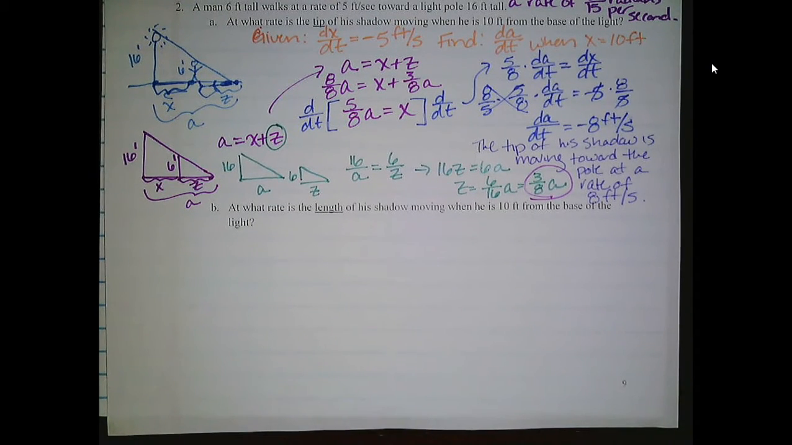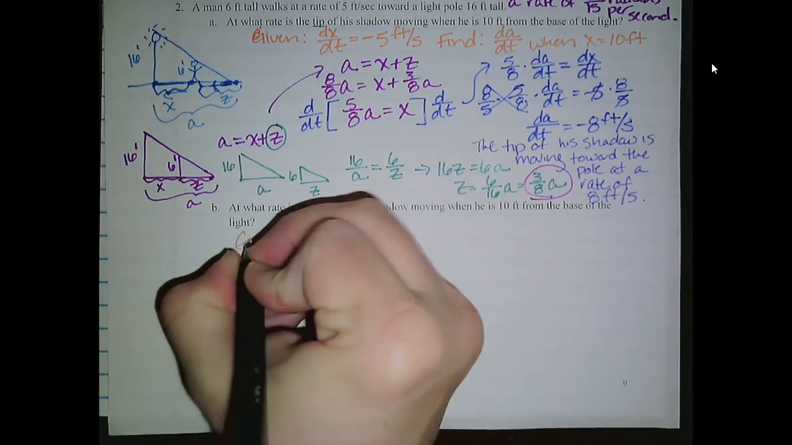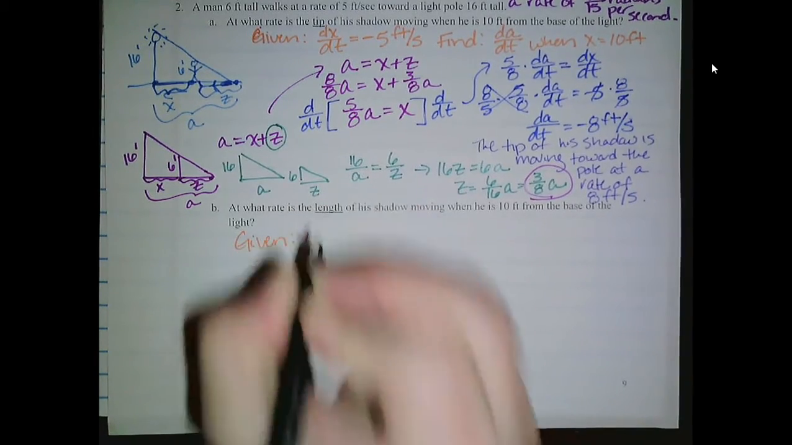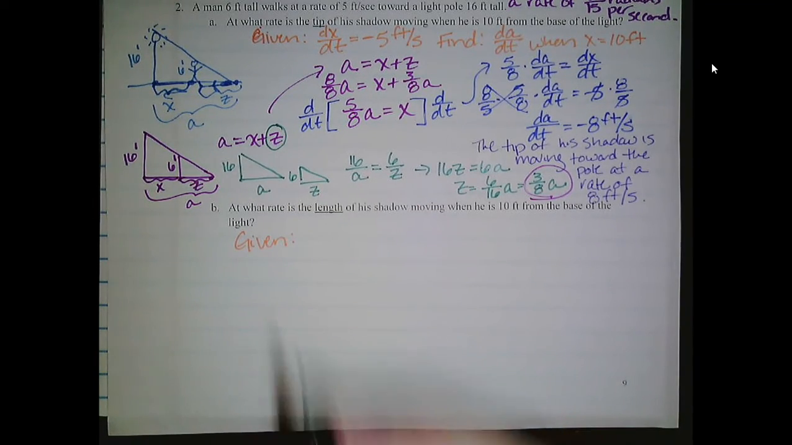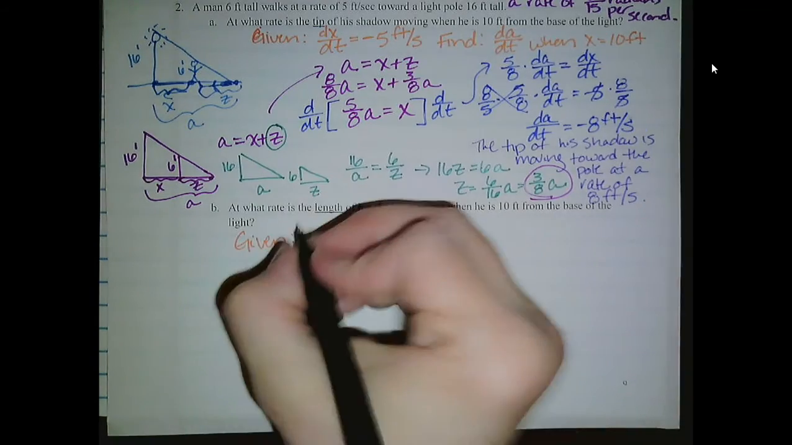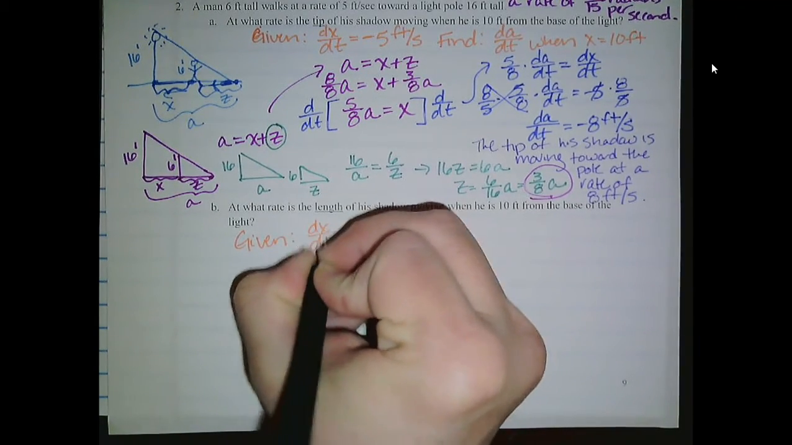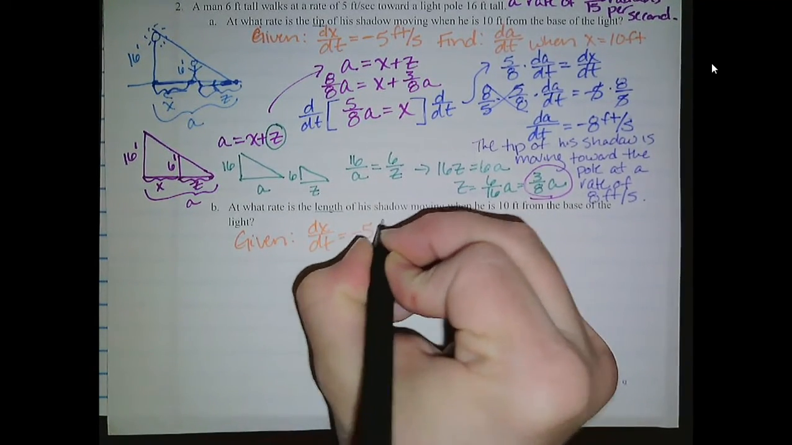Part B is also related to the same setup, but in this one, they want to know what's the rate at which the length of his shadow is moving when he's 10 feet from the base of the pole. So we are still given the same rate of change. We are given the rate at which he's walking towards the pole. So that's the rate of change of his distance from the pole, x with respect to t. That's still -5 feet per second.